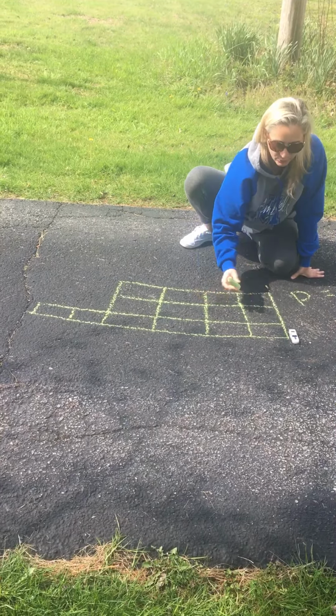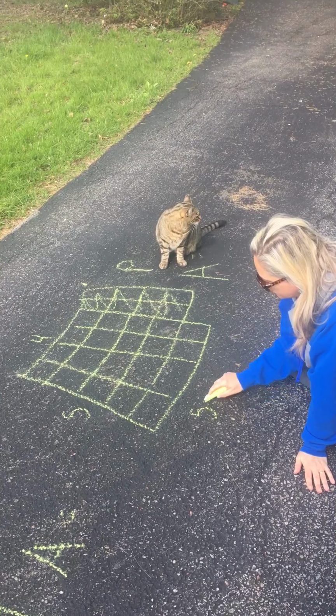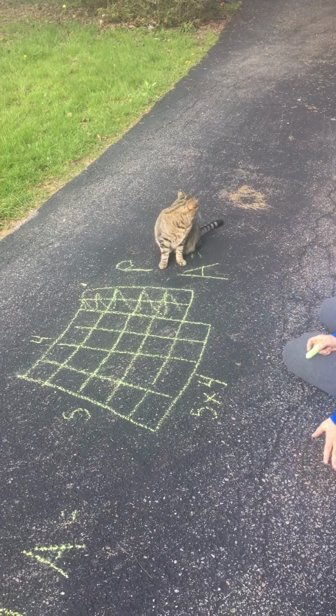So this rectangle is 1, 2, 3, 4 square units here. There's Tiger. Hi, Tiger. And 1, 2, 3, 4, 5 square units here. So for the area for this rectangle, you would have 5 times 4 for this guy over here. Does that make sense to you?